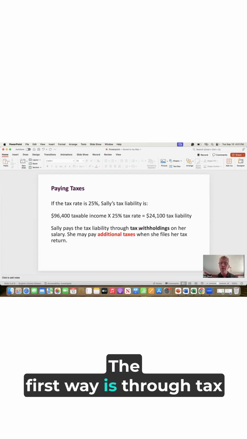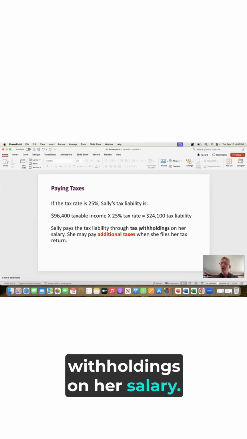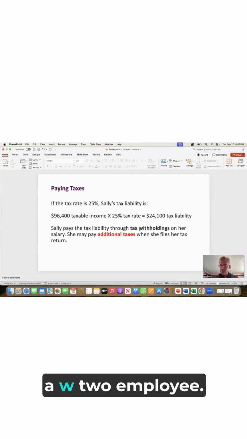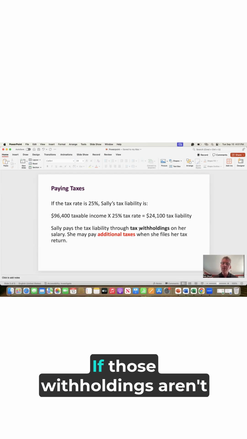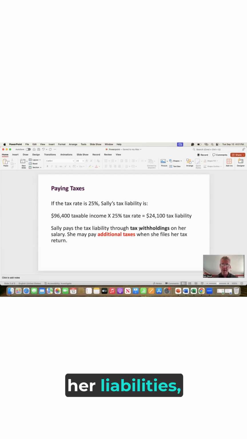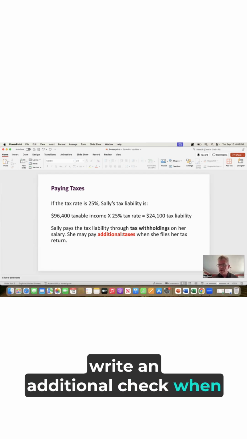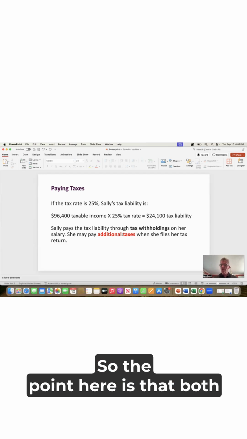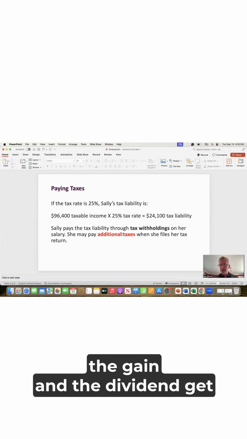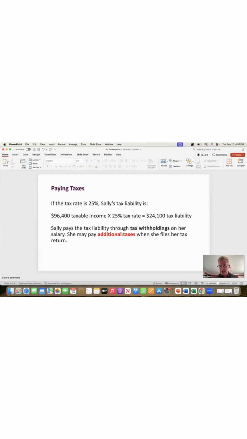The first way is through tax withholdings on her salary. You do this if you're a W-2 employee. If those withholdings aren't sufficient to pay her liability, she may have to pay additional taxes, write an additional check when she files her tax return. So the point here is that both the gain and the dividend get added to taxable income.